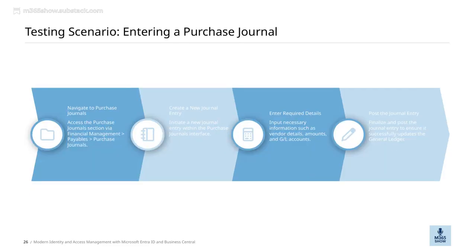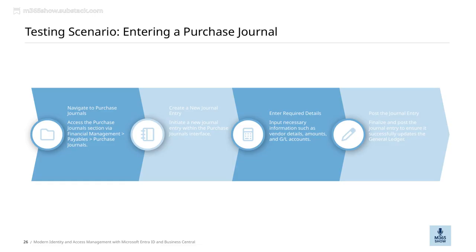Now, let's look at the final step in our testing scenario, entering a purchase journal. Once you've reviewed your entries, it's essential to finalize and post the journal to ensure that all the data successfully updates the general ledger. This step confirms that your transaction is properly recorded and reflected in your financial statements.